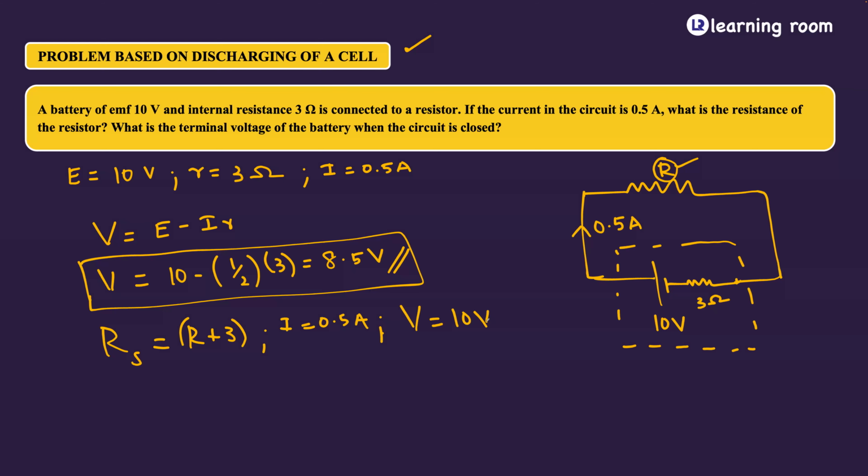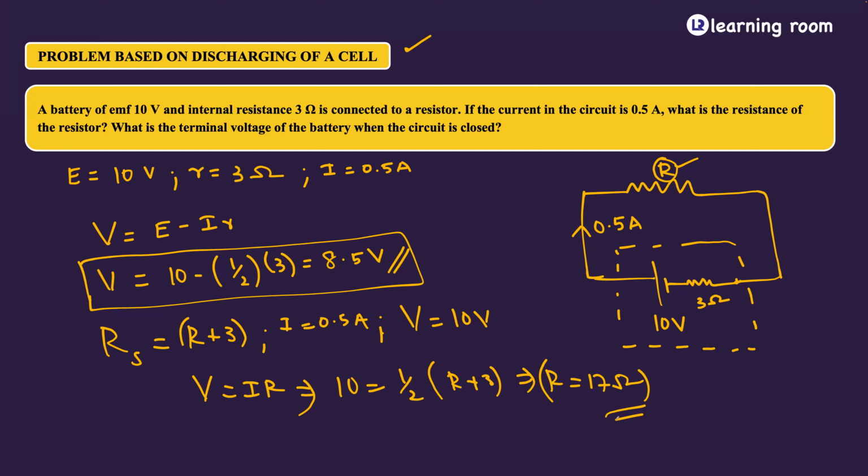Now I'll apply V is equal to I into R. When I do this, what will I get? 10 will be equal to I, which is half, into R plus 3. So R plus 3 is 20, and 20 minus 3 is going to give you 17. So the resistance that you have connected here is 17 ohm. Is the point clear? Right? So make a note of this.